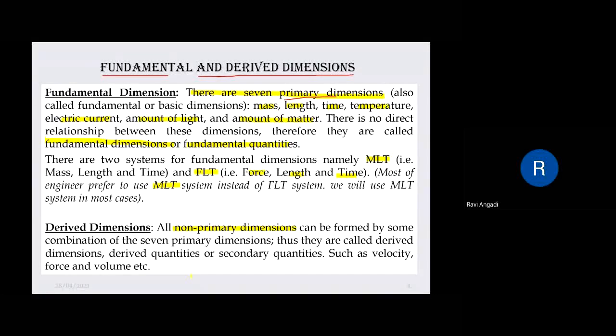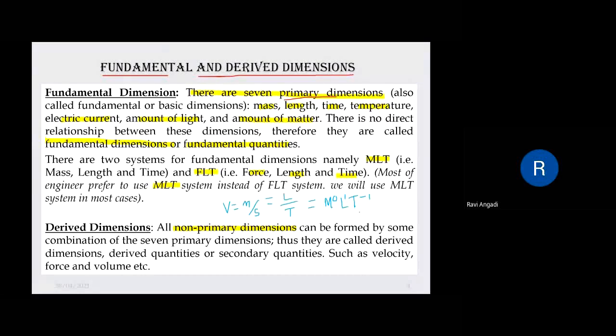Example: velocity, force, volume. If you want to express velocity, how can you write it? Can anyone tell? V equal to what? Meter per second. The unit is meter per second, but meter I can write in terms of length, and second as time. So how can I write the dimensions? I can write M0 L1 T minus 1. Now, what is MLT? Mass, length, and time. Correct. These are the fundamental dimensions or primary quantities.